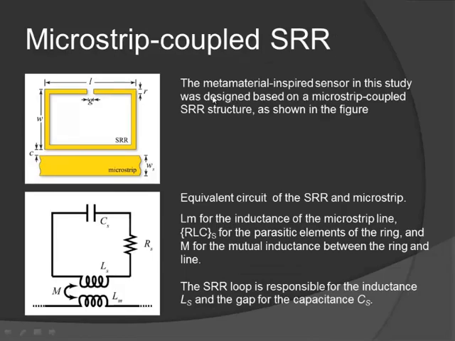So in this work we use the microstrip coupled type SRR as shown in this figure. For the equivalent circuit shown in the bottom figure, LM stands for the inductance of the microstrip line. Also, this is an RLC circuit, where LS stands for the metallic loop and CS stands for the gap.